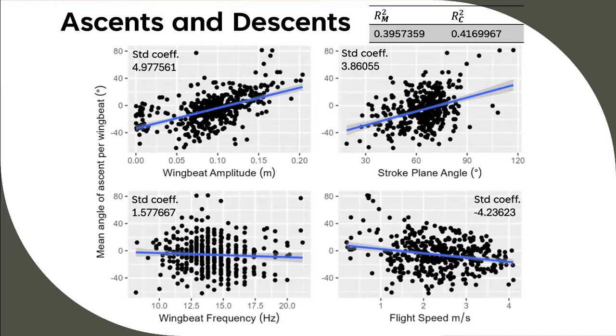Stroke plane angle, which direction the wings are beating, also plays into that when it's trying to fly up more. It beats its wings more vertically in general.